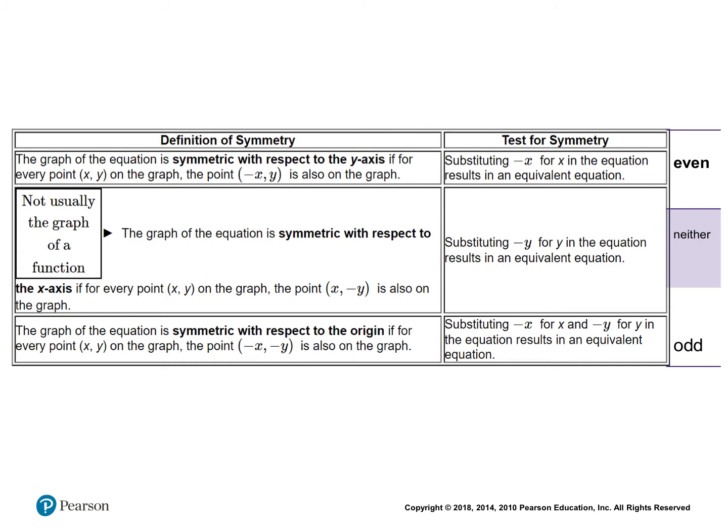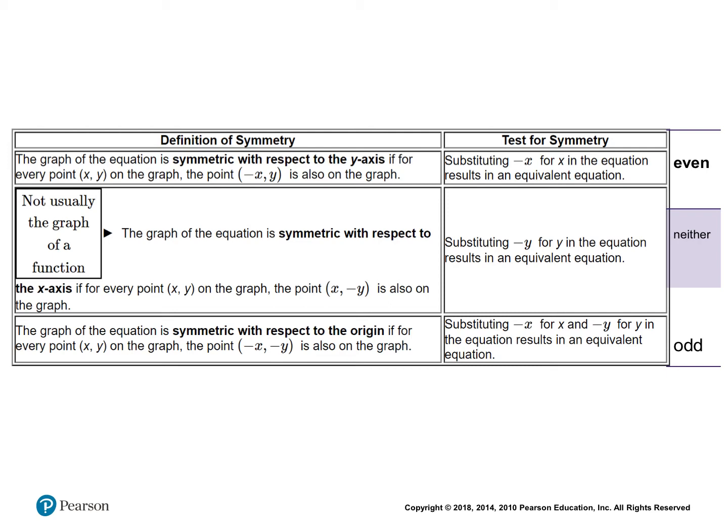Okay, and here's a chart that I think will be helpful for you to look back at if you can print it off. So just different definitions of symmetry. So the first one, the graph of the equation is symmetric with respect to the y-axis if for every point x, y in the graph, the point negative x, y is also on the graph. So if you want to test it, you could substitute negative x in for x, and it should give you an equivalent equation.